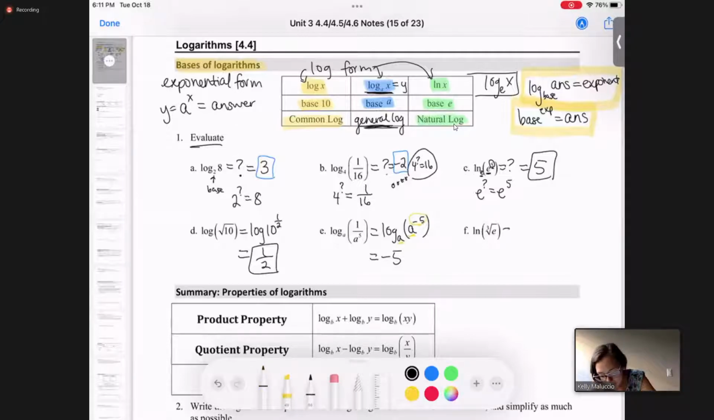So in this last one, same thing. Cube root is just a 1/3 exponent. So this is ln e to the 1/3. And again, I could think about this too much, or I could rewrite it like I did here as e to the question mark equals e to the 1/3, but I just know it's going to equal 1/3.